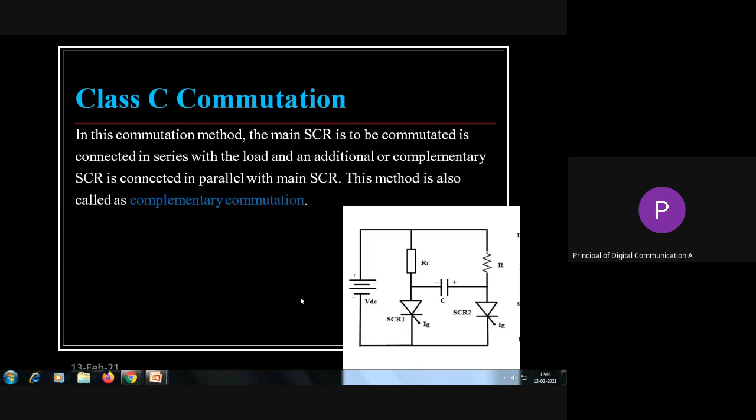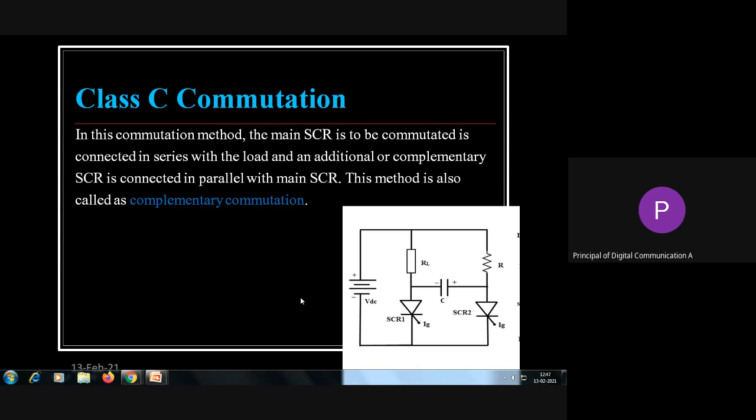Okay, so how does it work, the class C commutation? Now first step, as it is there, SCR1 and SCR2 are both in an off condition. That means there is no charge in the capacitor. Now, as a part of making off the SCR1, we have to make it on. So first step is we have made the SCR1 on.